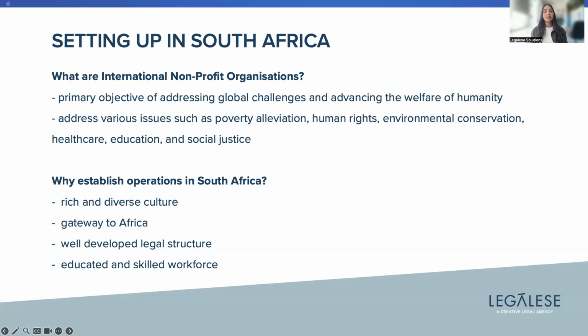Next, South Africa is a gateway into Africa as a whole, and it thereby offers opportunities for international nonprofits to branch out into the greater continent and collaborate with other organizations that are working on similar causes within the various other African countries. Next, within South Africa, we have a very well-developed legal structure that provides regulation along with support for the activities of nonprofit organizations. Our law is very well set up, and it's very clear and supportive for these organizations and their purposes.